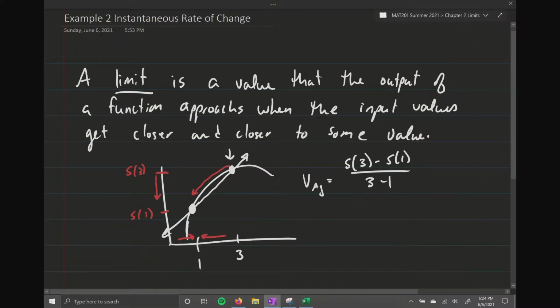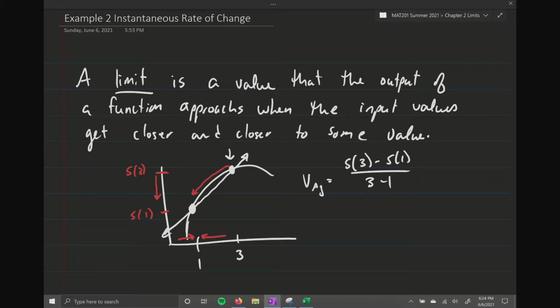If you were to see me out in public in a very informal setting, and you asked me the question, what is a limit? I'm not going to break out a whiteboard and go over everything real fast with you. What I'm going to do is give you a very simple explanation. A limit is nothing more than a value that the output of a function approaches when the input values get closer and closer to some value.